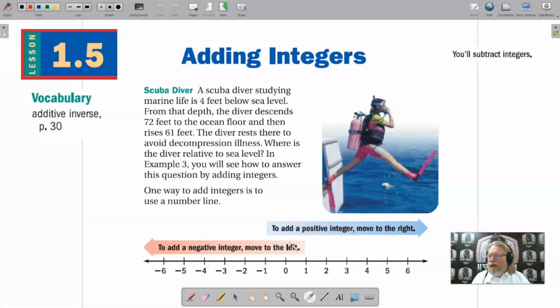That's fine. To add a positive integer, we move to the right. So if we're at -3 and we were adding a positive integer, we would move to the right. And if we're adding a negative integer, then we would move to the left. So if we're at +3 and we were adding a negative integer, we would be going back to the left. Adding a negative integer is like subtracting a positive, and we'll look at that whole concept. You've seen me change the subtraction sign to an addition sign and then change the sign of the number following it. That's kind of what's going on here, leading up to this concept.